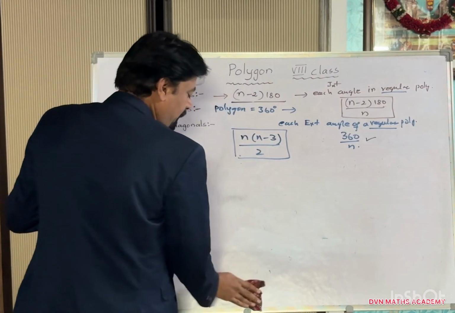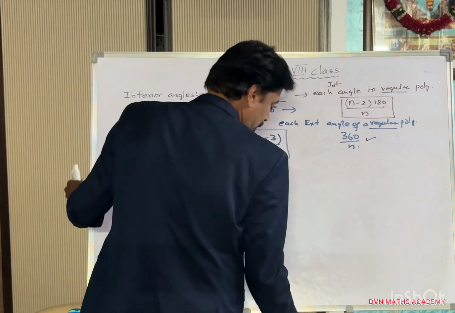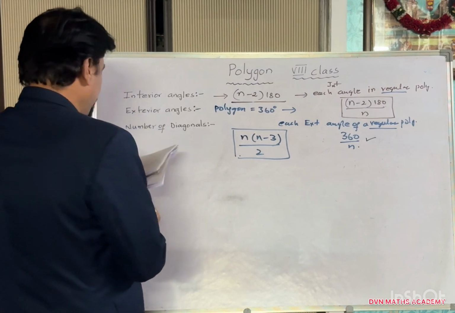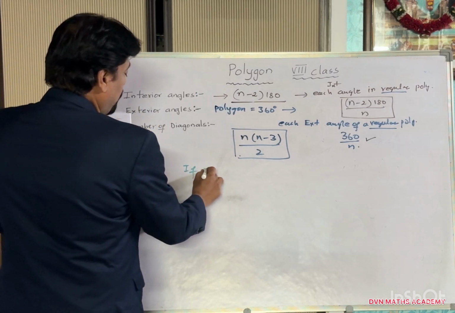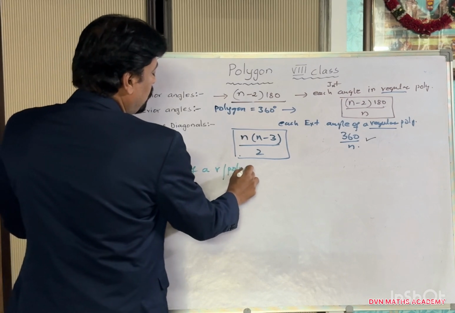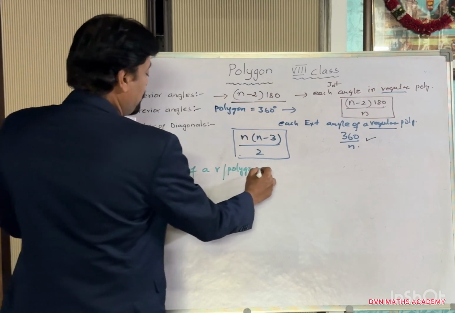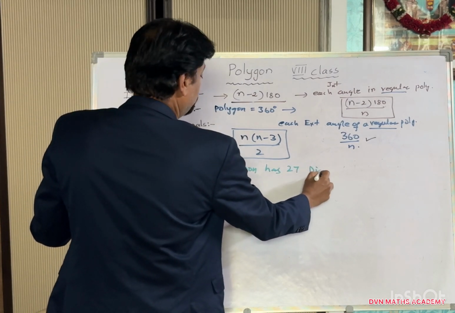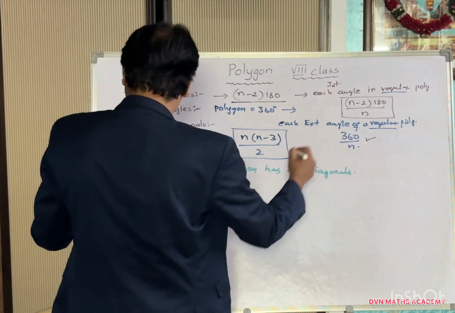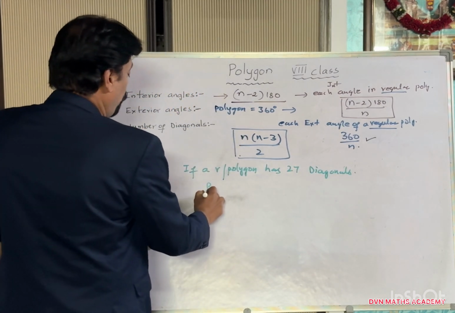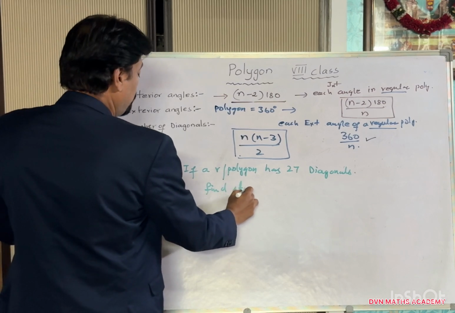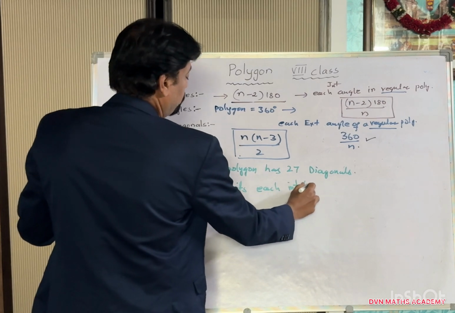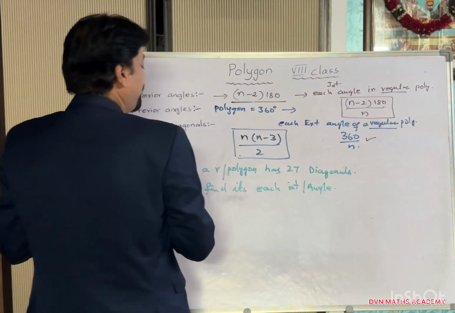If you observe this question, you solve some questions depending on the number of diagonals of a polygon. So what is my fourth question? If a regular polygon has 27 diagonals, find its each interior angle. So this is very interesting.